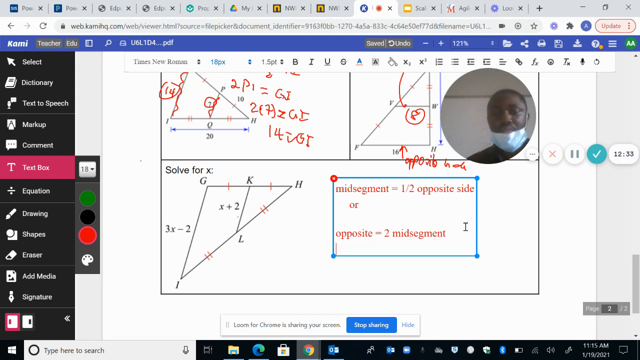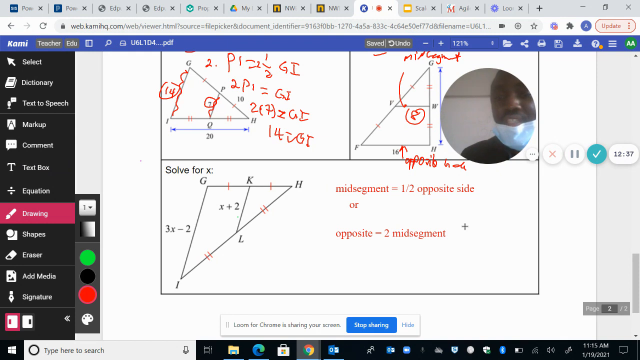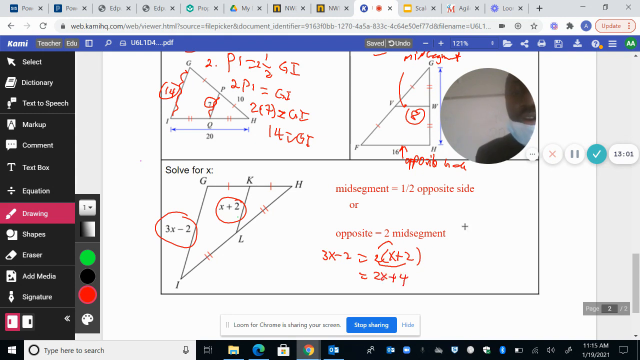So as we can see here, we're going to use that idea. KL is the mid segment, GI is the opposite side. So we're going to find x. The opposite side, 3x minus 2, equals 2 times the mid segment, 2 times x plus 2. So we open the bracket: 2 times x is 2x, 2 times 2 is 4.